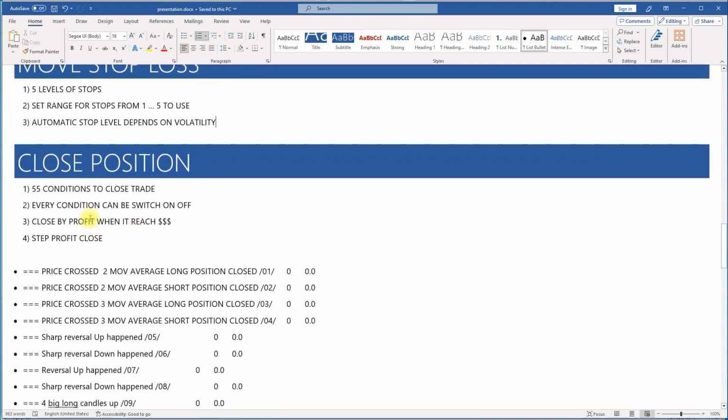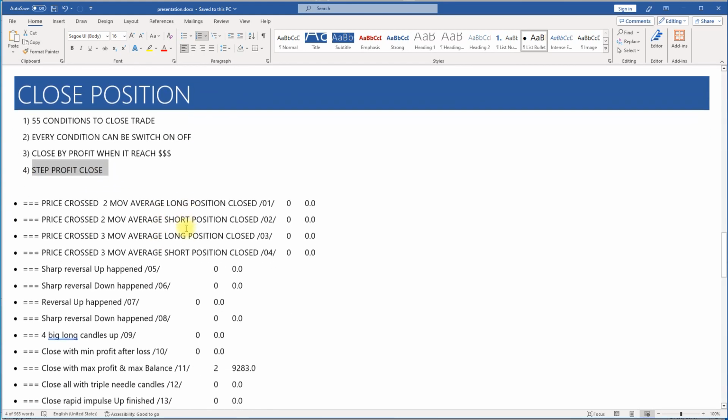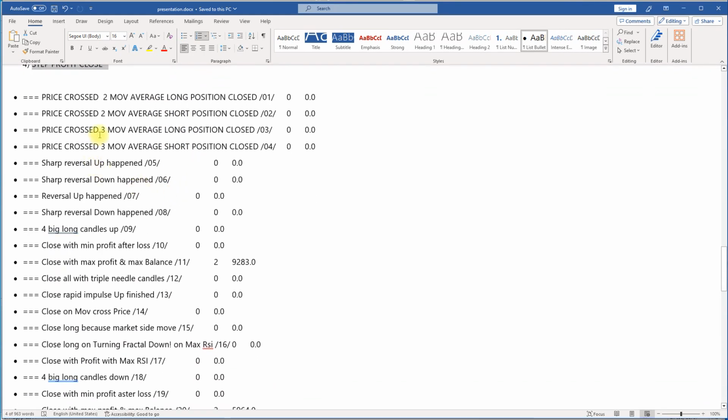Close position: there are also 55 conditions to close, and every condition can again be switched on or switched off. You can also close a position when you reach a certain number of dollars, or a percentage, or step profit. It means, say, I want to close the first order at 1%, the second one when the price has moved 2%, and the third one at 3%, so like steps. So the steps close, plus so many conditions.